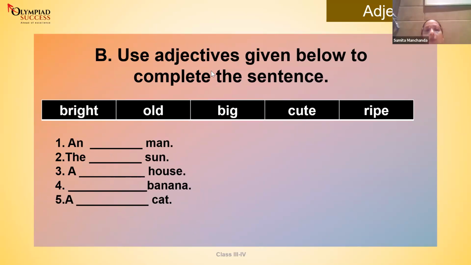That's correct. An old man. Good. The dash sun. The bright sun. Very good.